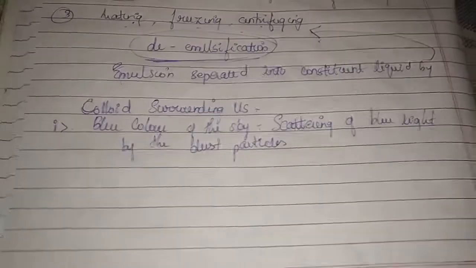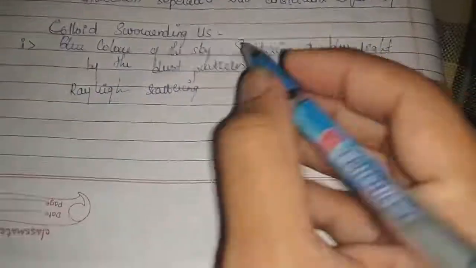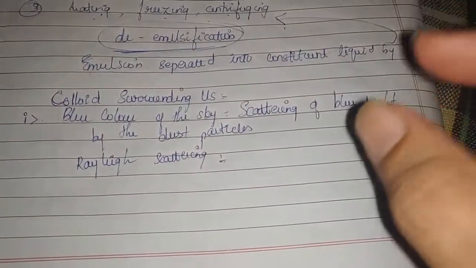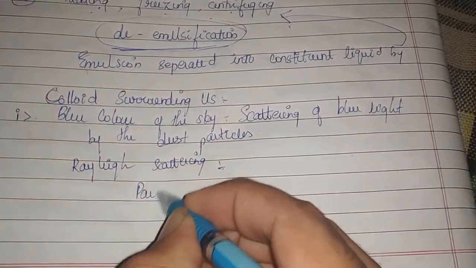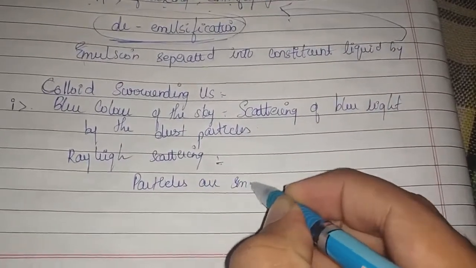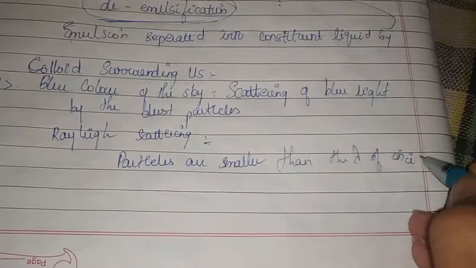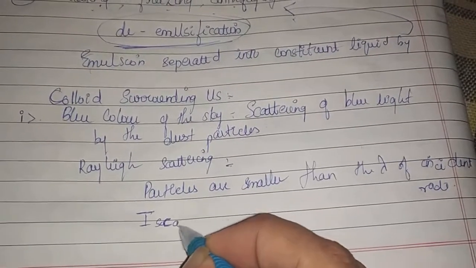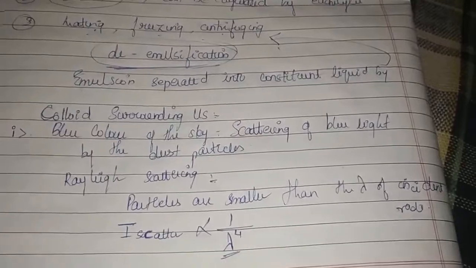So how can we explain this with respect to the physics phenomenon? Basically it is given by Rayleigh scattering. He is very particular about the size of the particles. He says that if the particles are smaller than the wavelength of the incident radiation, then the intensity of the scattered radiation is inversely proportional to the fourth power of the wavelength. So this is according to Rayleigh.